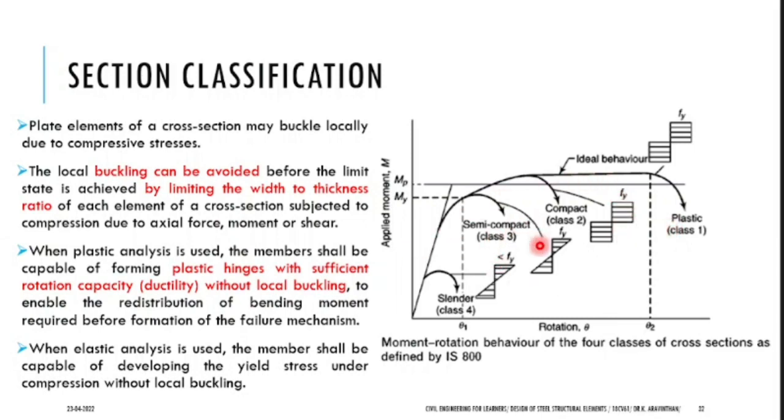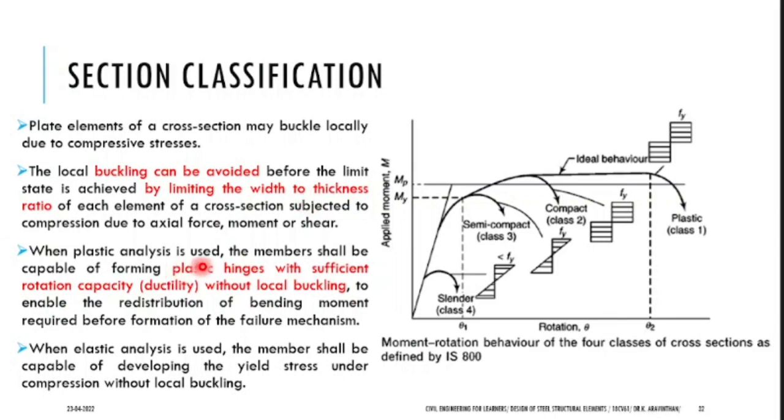This can be done by, when you are designing your structure, you have to set your limit for width to thickness. So what is the thickness of your element? What is the width of your element? If you know these two parameters, you can make your structure to an elastic limit or plastic limit. So you can classify the structure you are designing.